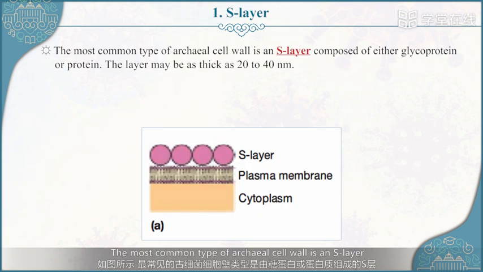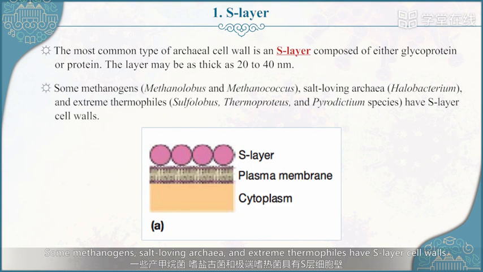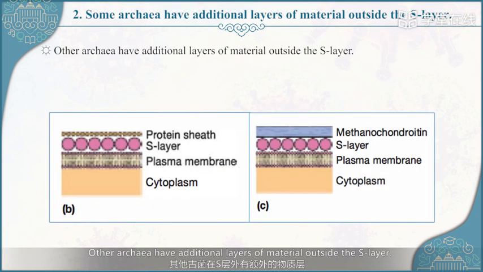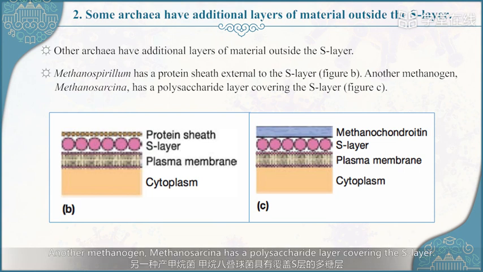The most common type of archaea cell wall is an S layer, composed of either glycoprotein or protein, as shown in the figure. The layer may be as thick as 20 to 40 nanometers. Some methanogens, salt-loving archaea, and extreme thermophiles have S-layer cell walls. Other archaea have additional layers of material outside the S-layer, as shown in the figure. Methanospirillum has a protein sheath external to the S-layer. Another methanogen, Methanosarcina, has a polysaccharide layer covering the S-layer.